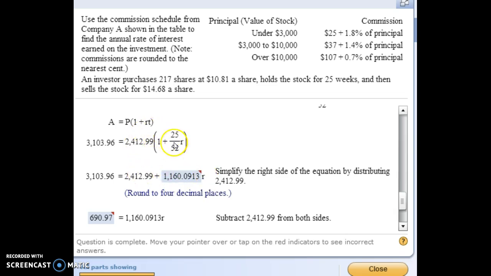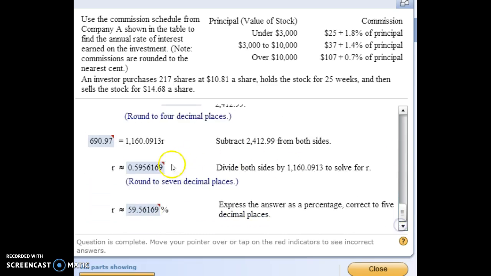And so distribute through on the right, you get to here. And now we're going to subtract this value off from both sides. And then divide both sides by that number that R is multiplied by. And R will be all alone then. And we'll know the interest rate, which was quite good for our investment, 59% interest.